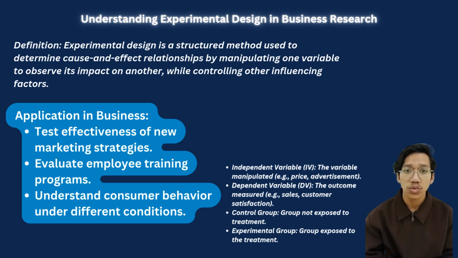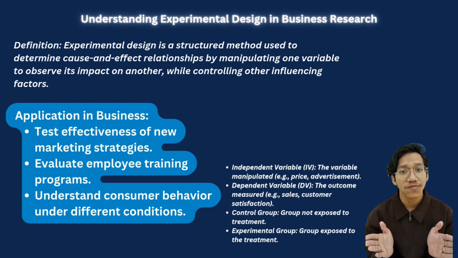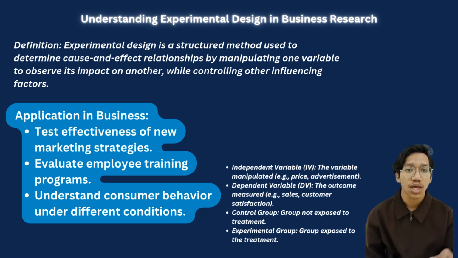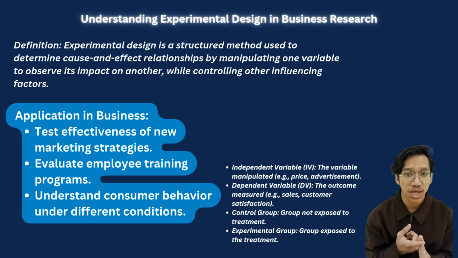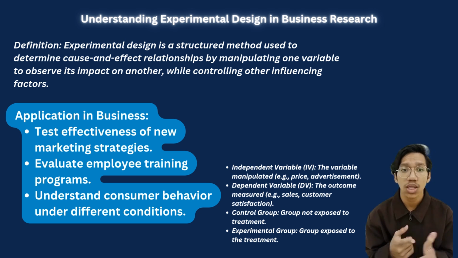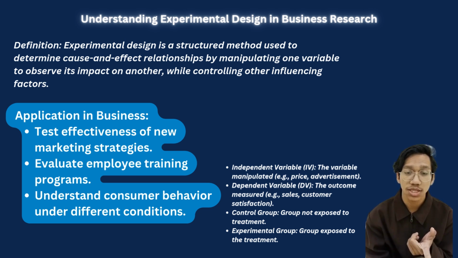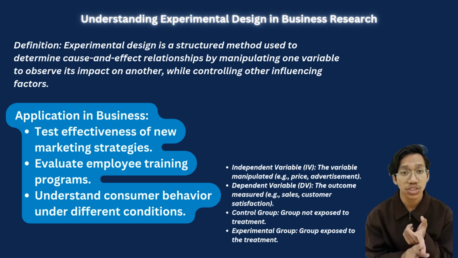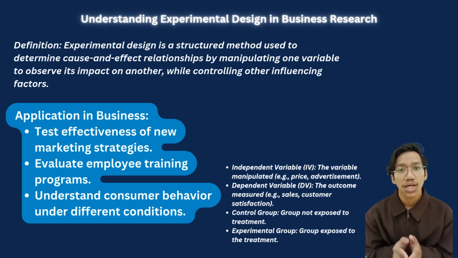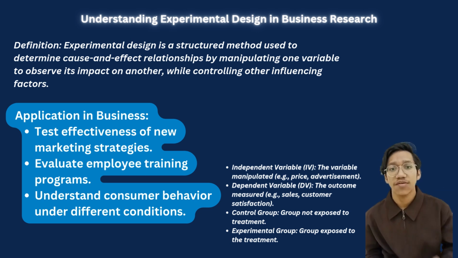So, how does this process work in practice? Let's take the example of testing a new advertisement. The company will split its customers into two groups. The experimental group, which is exposed to the new ad, and the other group is the control group, which is not shown the ad at all. So in this scenario, the independent variable is the advertisement itself.